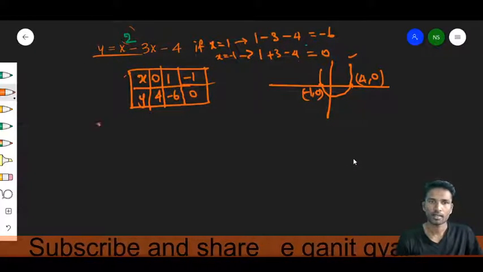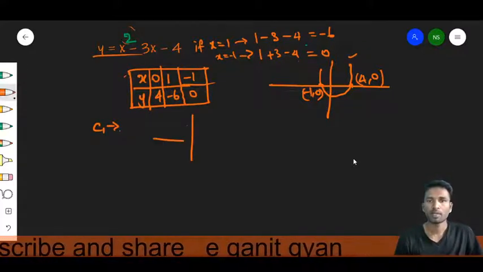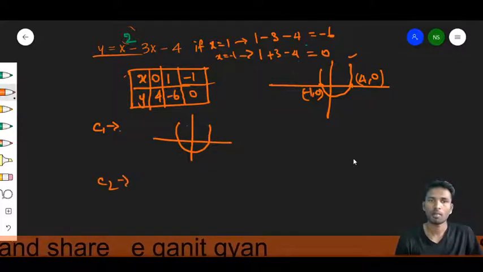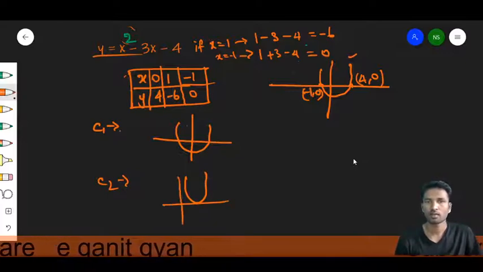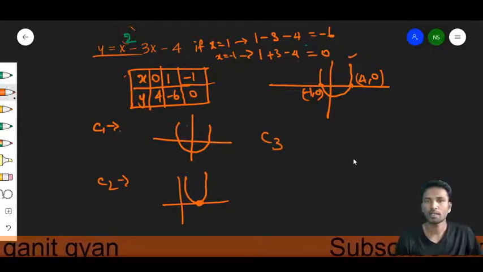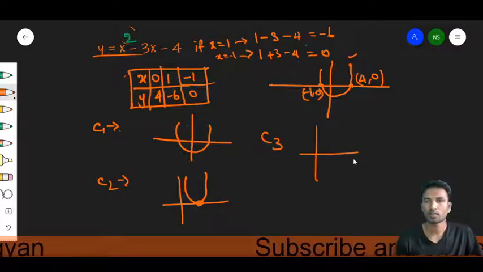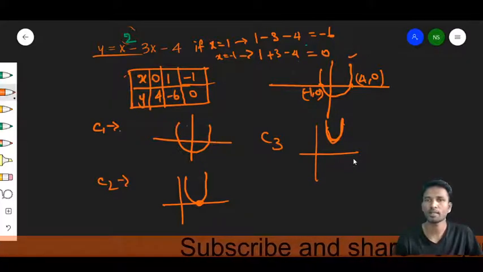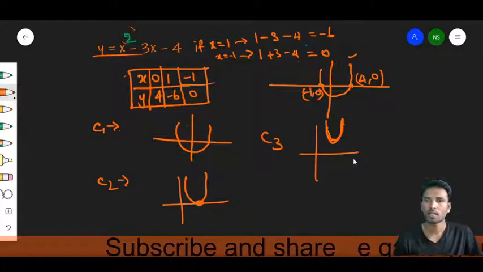That is case 1. The parabola may come in this way, and case 2, the parabola may come in this way, somewhere at only one point. Case 3, the parabola may not intersect at all. We may get the parabola like this. The shape is called a parabola. We may not get any zeros also.